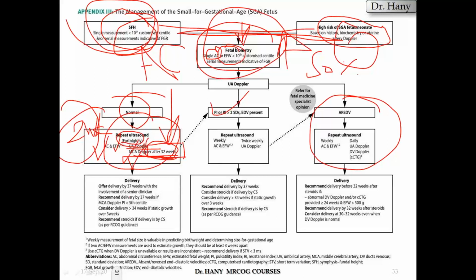I will do induction of labor. Otherwise, if there is static growth or the baby became IUGR, I will go for cesarean section. If I did a cesarean section or I am planning to do a cesarean section, I will give corticosteroid.